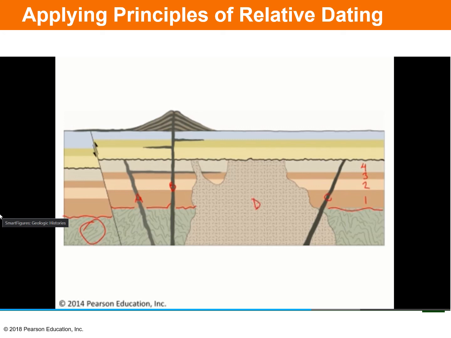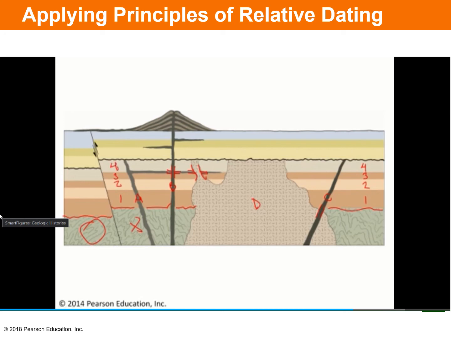Well, you can see that C cuts across D, so it's got to be younger than D. D ends up cutting across this little offshoot of A, so D has got to be younger than A, and B cuts across A. So B's got to be younger than A. So A's got to be the oldest among these. So A cuts through our metamorphic rocks, it cuts through layers 1, 2, 3, and 4.